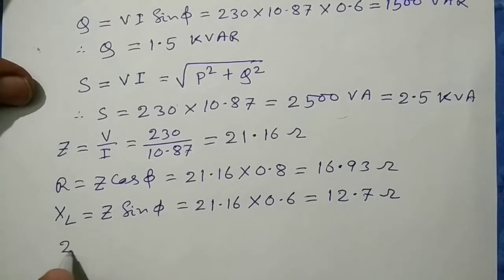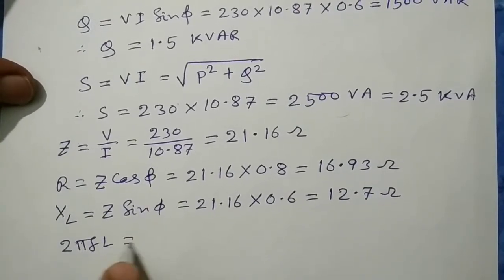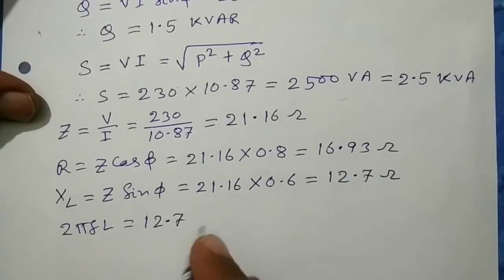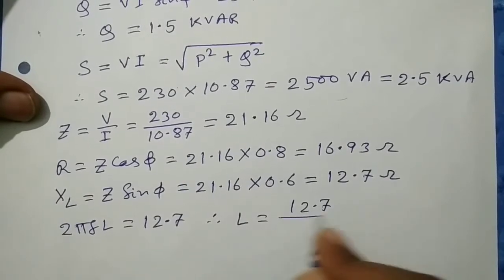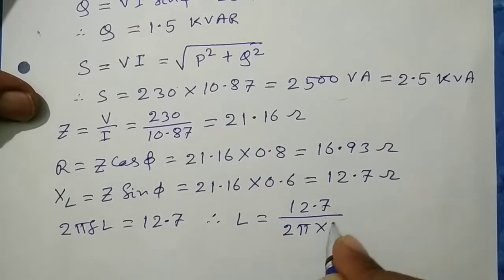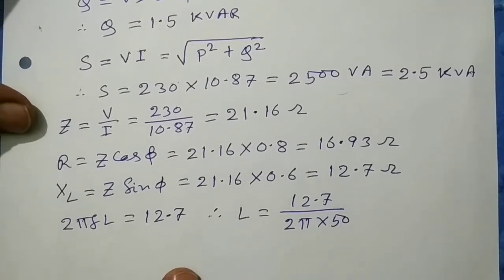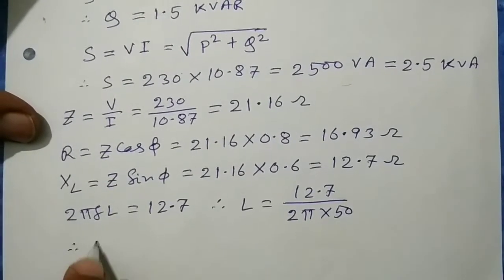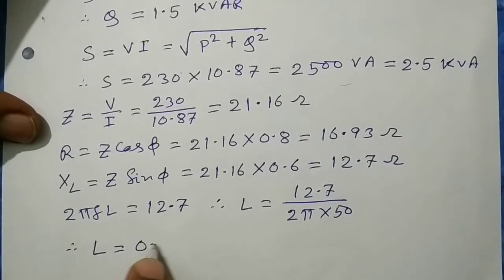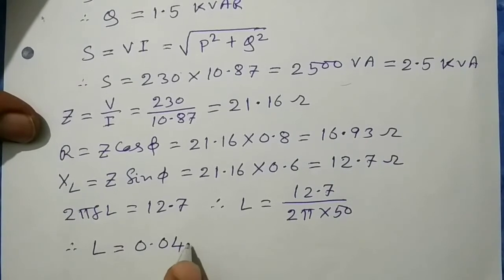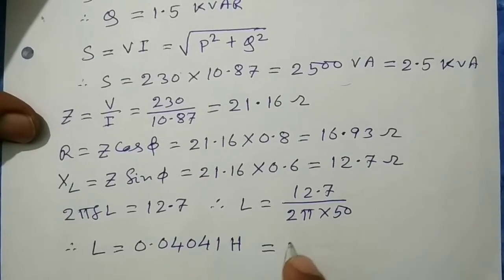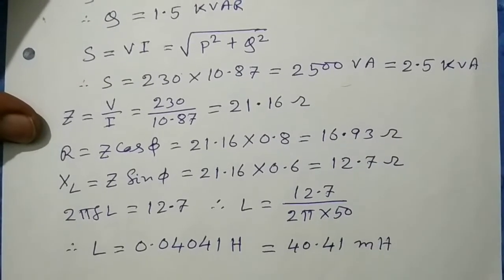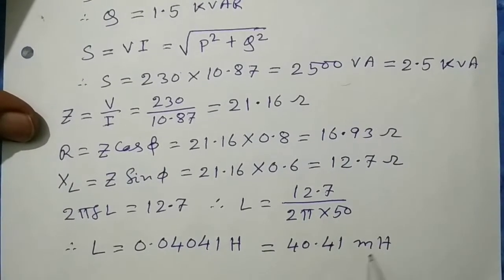XL means 2 pi FL, that is 12.7. Therefore, L will be 12.7 upon 2 pi into F, where the frequency is 50 Hz. So finally the value of L will be 0.04041 Henry, or we can write 40.41 millihenry. So this is the answer.